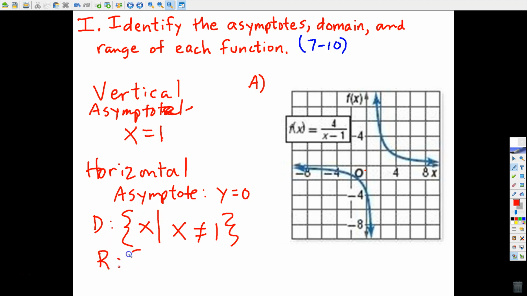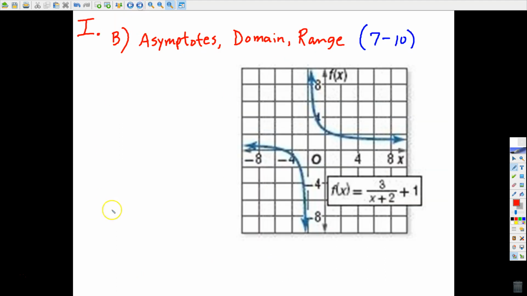The range. Well, the range really hasn't changed from the parent. The range we can get from the horizontal asymptote, so we'll say f of x such that f of x can't be 0. So the short answer to this is, if you want to know how to state the domain, look at the vertical asymptote. If you want to know how to state the range, look at the horizontal asymptote. And you cannot let either x nor y be that particular number. All right, we're done with letter A. Let's try letter B.